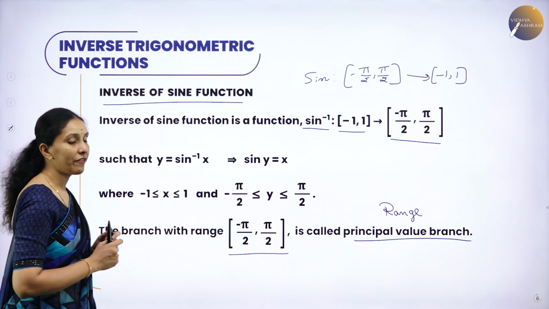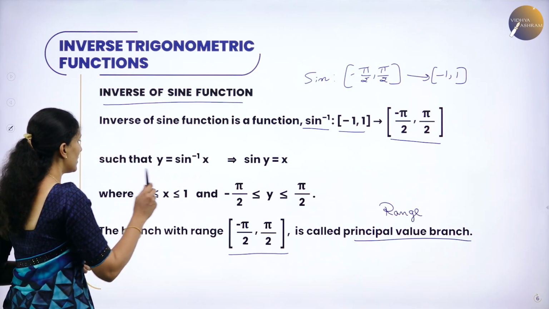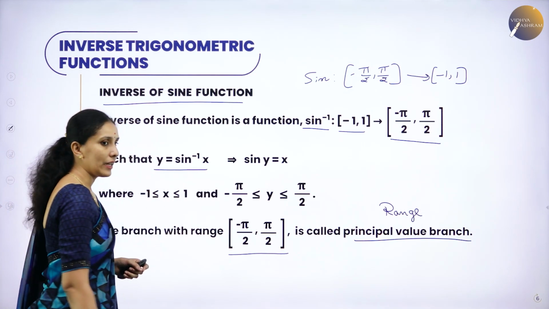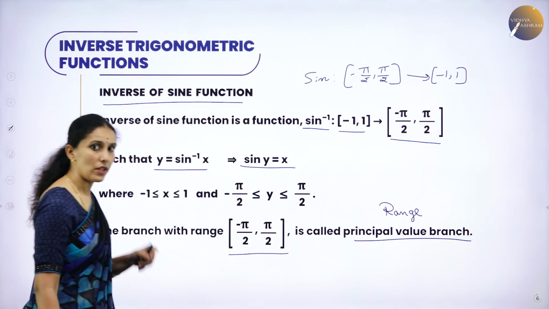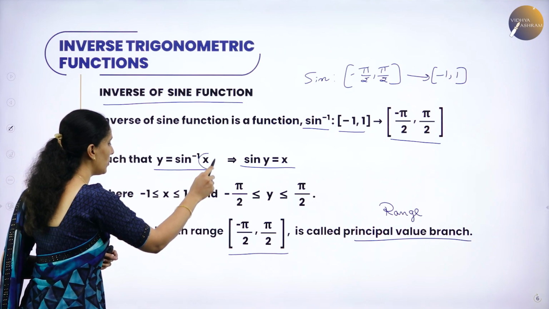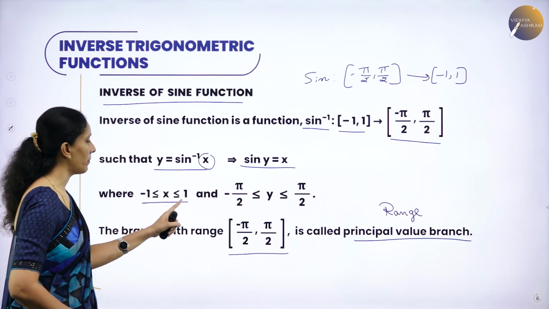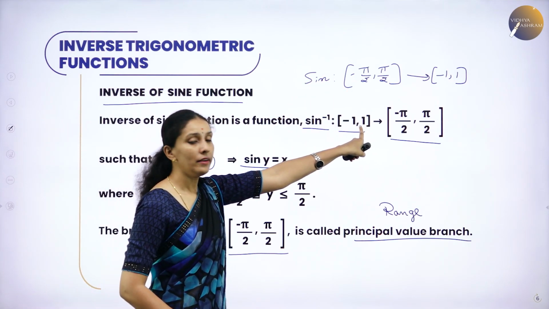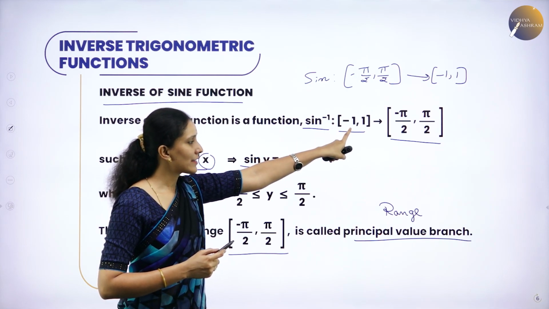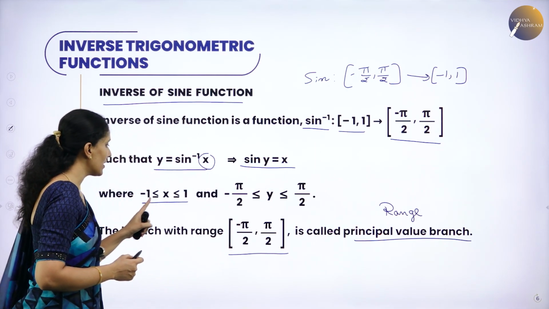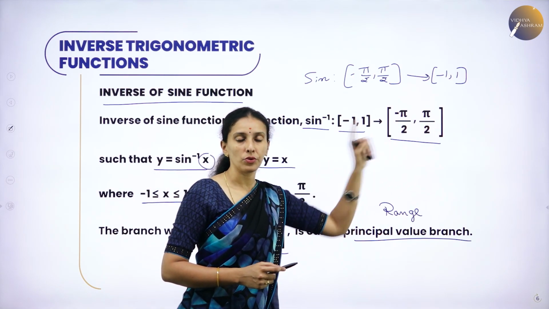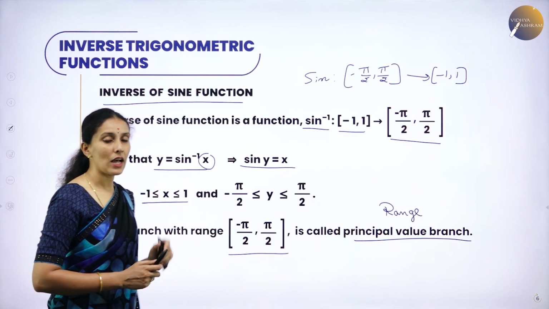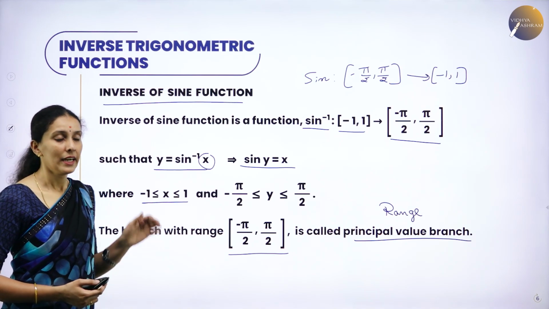Now, how do we define the inverse of a function? Suppose we take y is equal to sine inverse x, then we can write sine y is equal to x, where x takes the values from minus 1 to 1, because this is the domain, that is, x can take only the values from minus 1 to 1 and y can take values from minus pi by 2 to plus pi by 2. This is how the inverse of a function is defined.